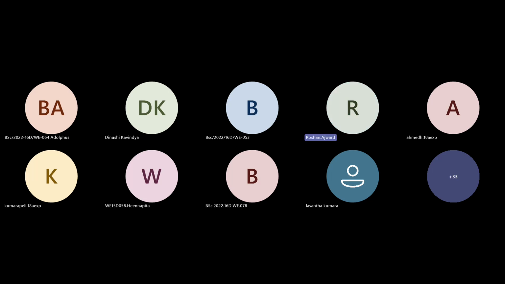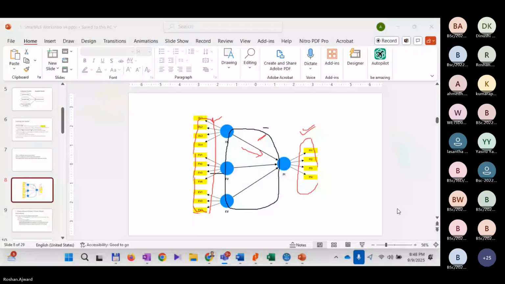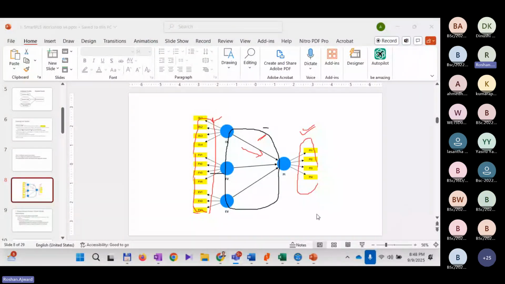Students, my internet connection got cut off. I hope you can hear me. Students, can you hear me? Yes, sir. Okay, thank you. Suddenly my internet connection got cut off, so I came back.